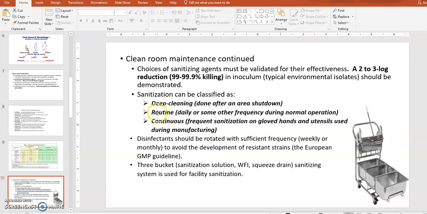And when the cleaning crew comes in and cleans routinely, they use a 3 bucket system. In these 3 buckets, you will have sanitizing solution, WFI water, and squeeze drain. So you will probably use sanitizing solution to mop first using a figure 8, and then squeeze it, and then use WFI water to clean after that. So that should be the case.